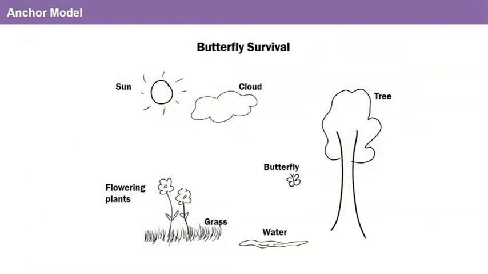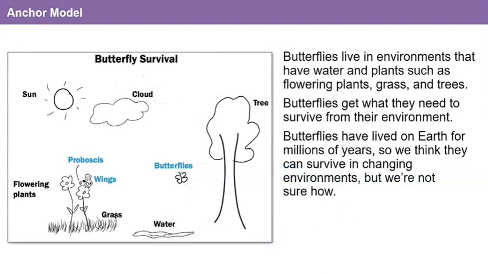How can we update our anchor model to show our new knowledge? Well, we can label some of a butterfly's characteristics. I'll draw another butterfly and label its proboscis and its wings. Both the proboscis and the wings are characteristics that help butterflies get what they need to survive.